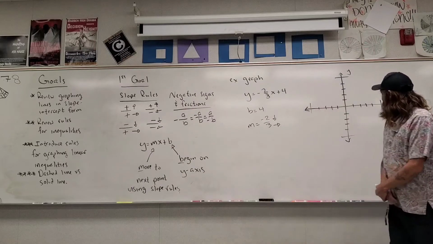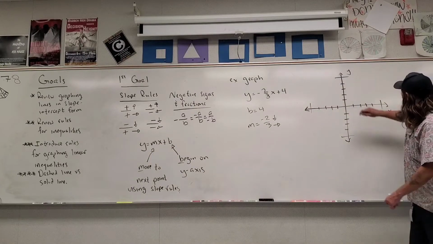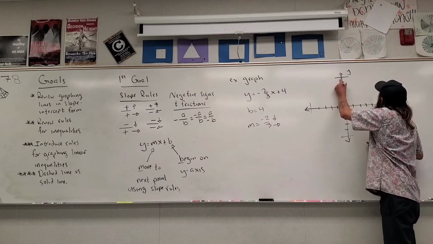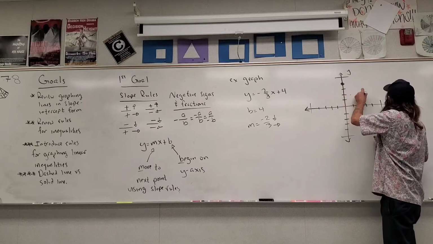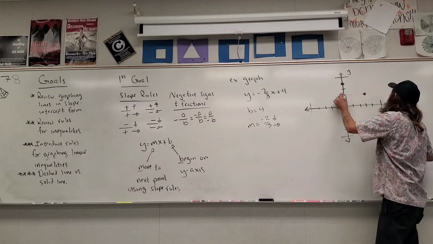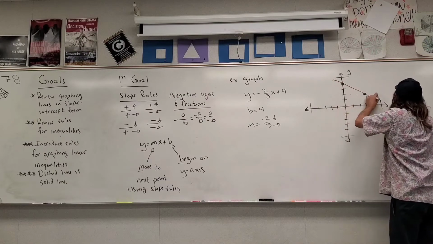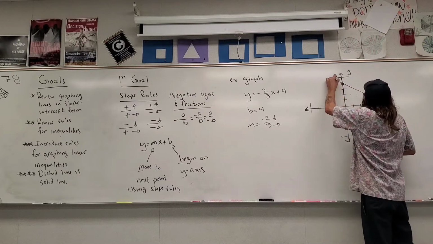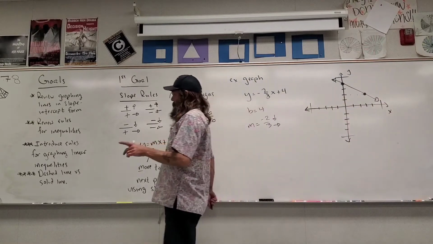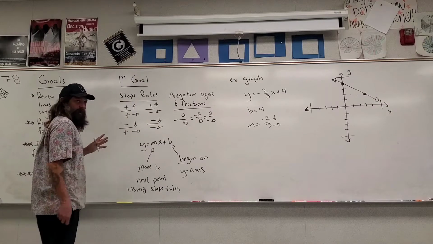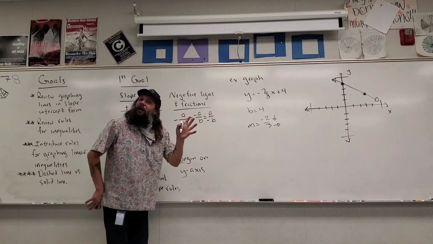All right, here we go. So let's find 4 on the y-axis. There you are. From here, I go down 2, 1, 2, and I go to the right 3, 1, 2, 3. I'm going to go a little bit further over, and then I connect the dots. And I just graph my line. So that finishes the first goal here. I'm going to go ahead and erase this and set up the next step. So I'll be back.